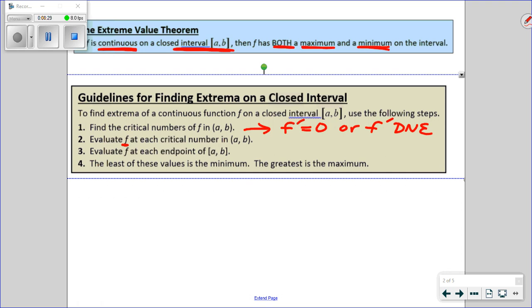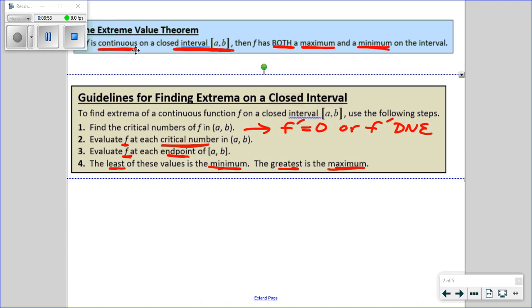And because your absolute extrema can occur at an endpoint, you also want to plug each endpoint into f, okay? So you plug your critical numbers and the endpoints into the original function. And all you're doing is you're looking for the greatest y value, which is the maximum, and the least y value, which is the minimum, okay?